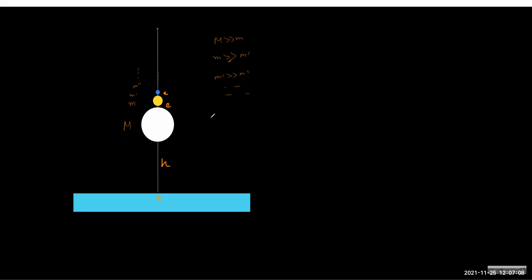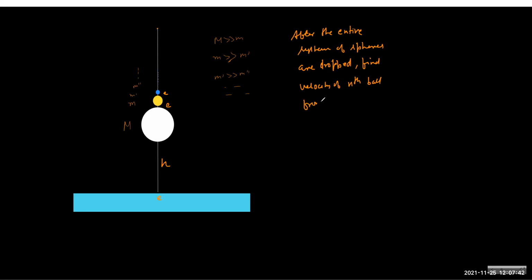Okay. So the question is, after the entire system of spheres is dropped, find the velocity of the nth ball from the bottom just after.